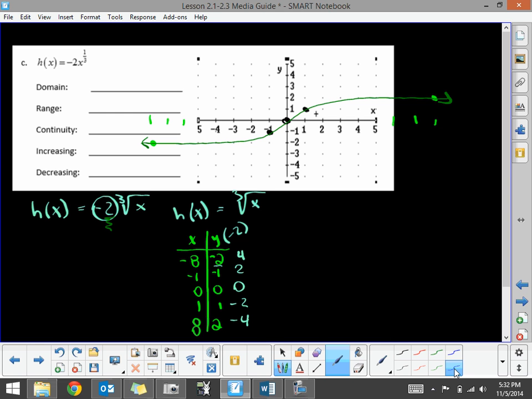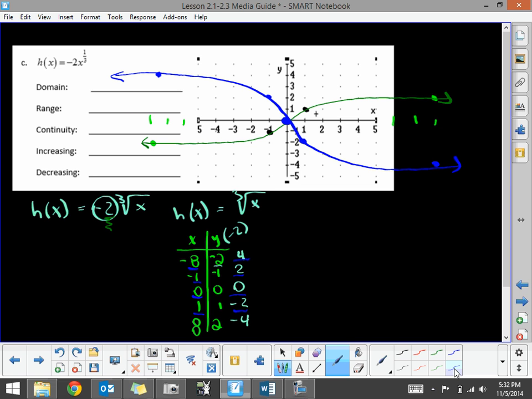So I want to graph the ordered pair 0, 0 to start off with. I want to graph the ordered pair -1, 2, -1, up 2. I want to graph the ordered pair 1, -2. So 1, -2 is down here. And then to help give me a little bit more shape, I'm going to use the -8, 4. So there's a -8 up 4. And then we also have 8, -4. So 8, -4 is down here. So my graph is looking like this. So we have this vertical stretch, a reflection across the x-axis.